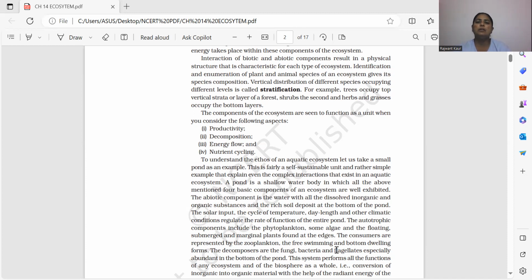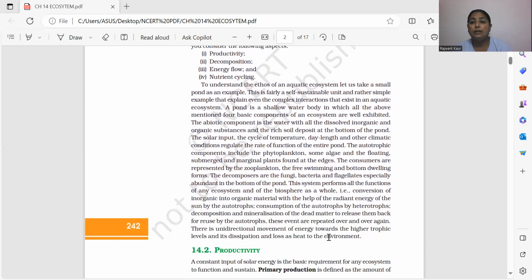and animals. So in this way, all the four components of the ecosystem, productivity, decomposition, energy flow, and nutrient cycling, are occurring and playing their role in the ecosystem. So the conclusion is this: in an ecosystem, there is a unidirectional flow of energy from the lowest trophic level towards the higher trophic level.